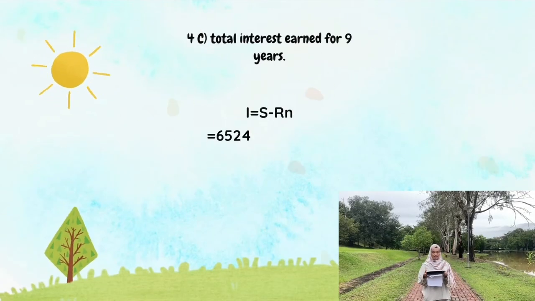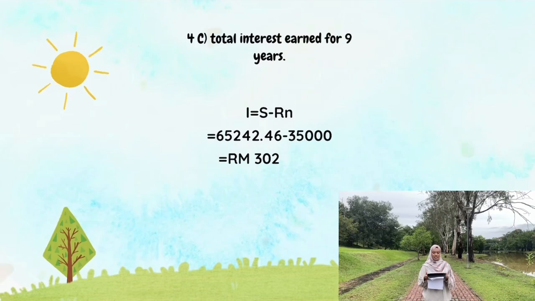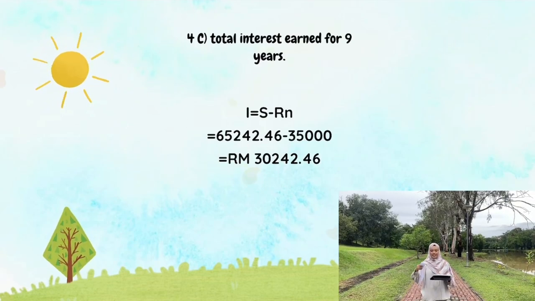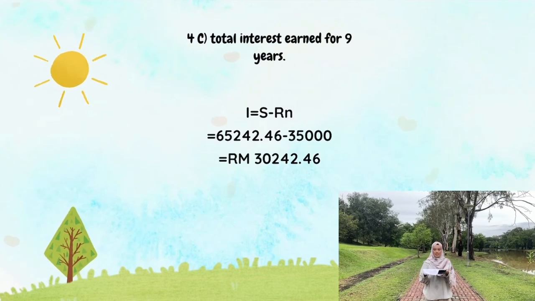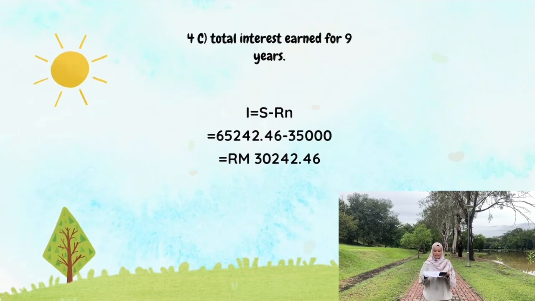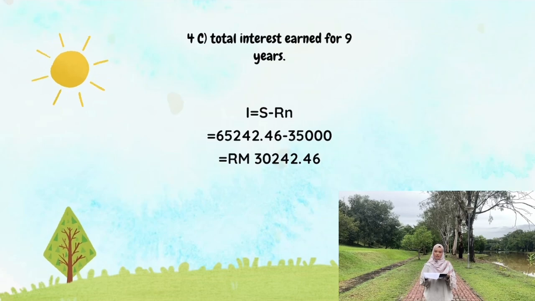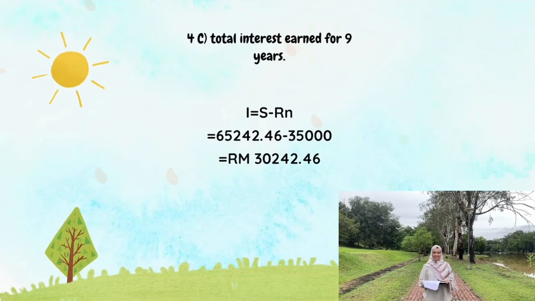For question 3C, determine the total interest earned after 9 years. We use the formula I equals S minus Rn, and the total answer is 30,242 ringgit and 46 cents.